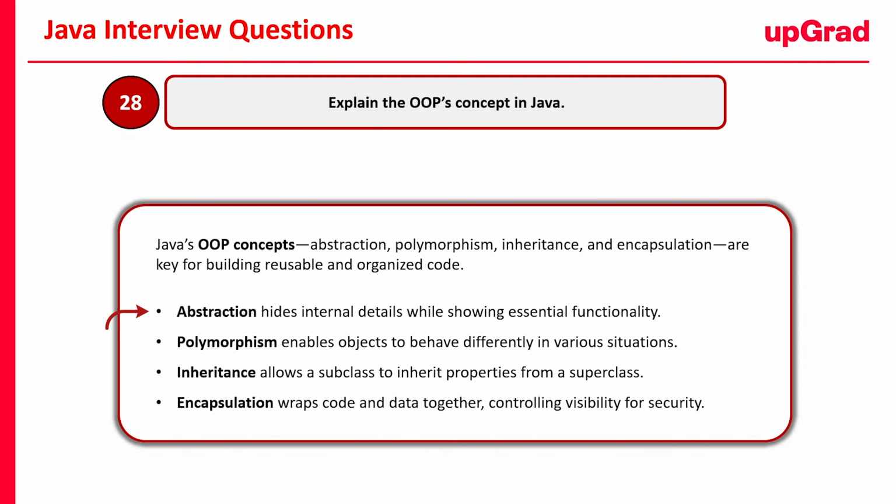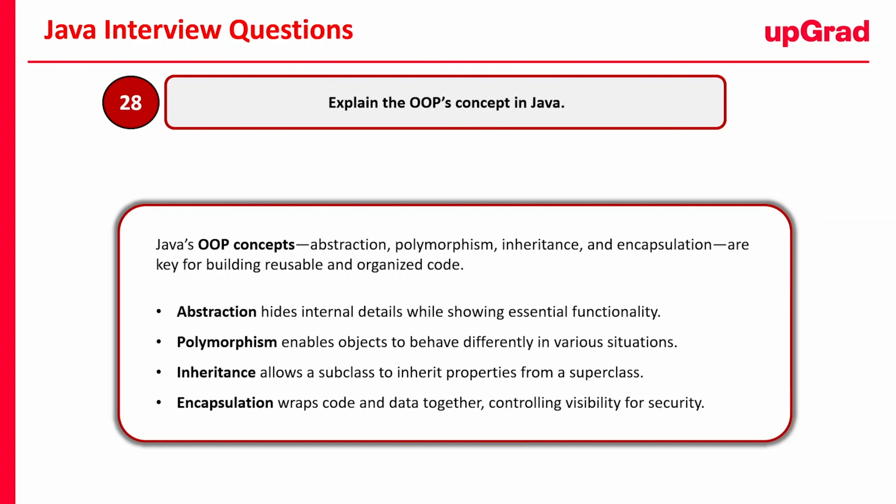So abstraction hides the internal details while exposing the essential functionality to the user. Then polymorphism. Polymorphism allows objects to behave differently in different situations with both runtime and compile time forms. Then there is inheritance. So inheritance lets a subclass acquire properties and behaviors from a superclass, promoting code reuse. Then there is encapsulation. Encapsulation wraps code and data together using access modifiers to control visibility and enhance security. So these OOP principles enable efficient and maintainable application development in Java.